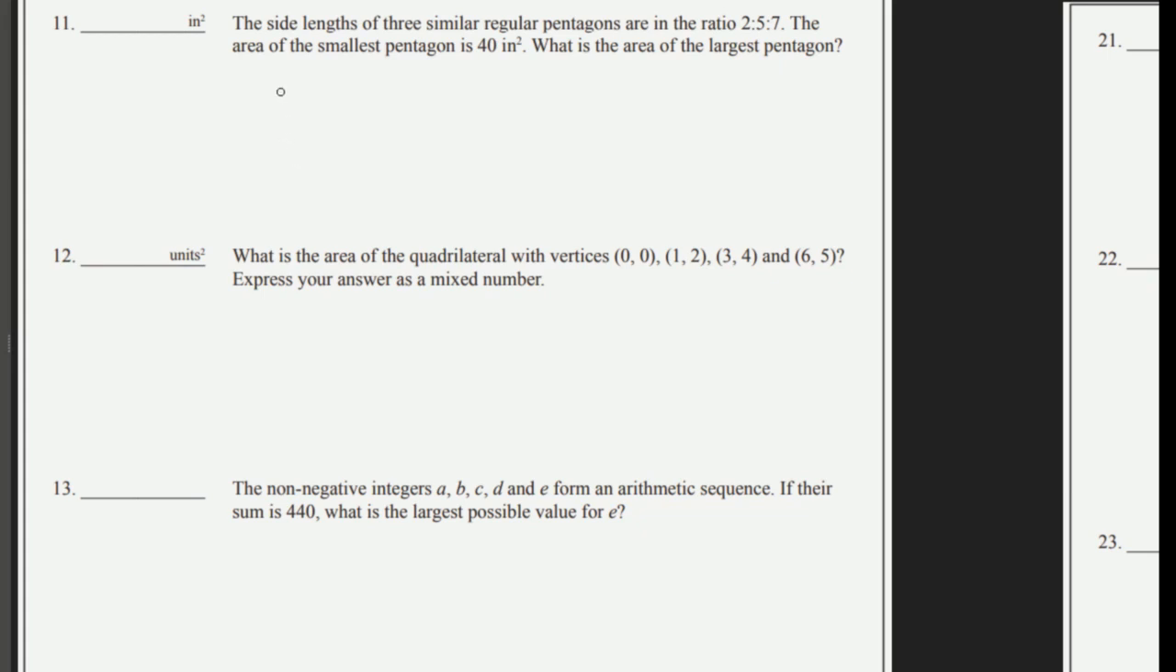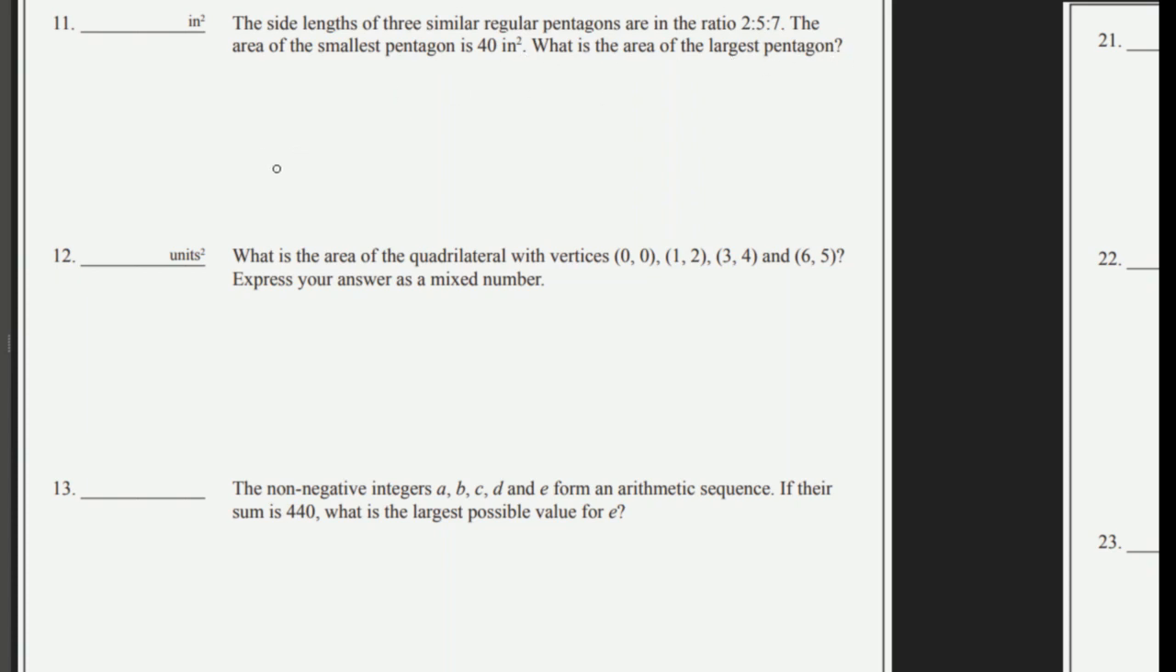Sure. Okay. This says the side lengths of 3 similar regular pentagons are in the ratio 2, 5, 7. The area of the smallest pentagon is 40 inches squared. What is the area of the largest pentagon?